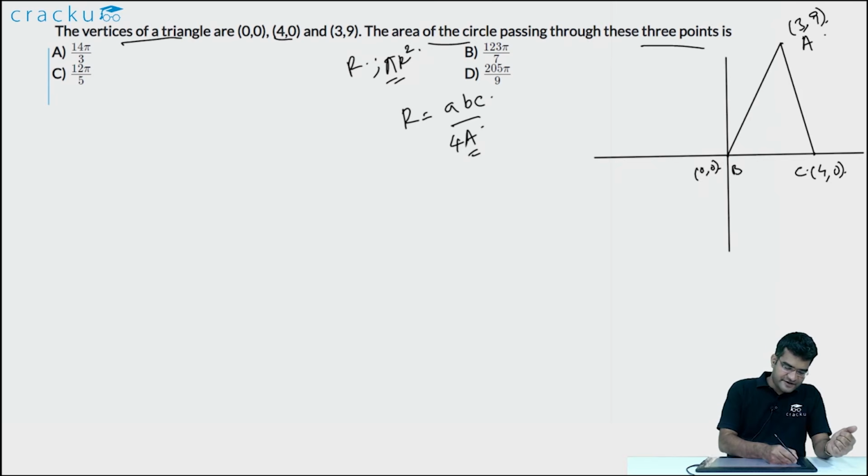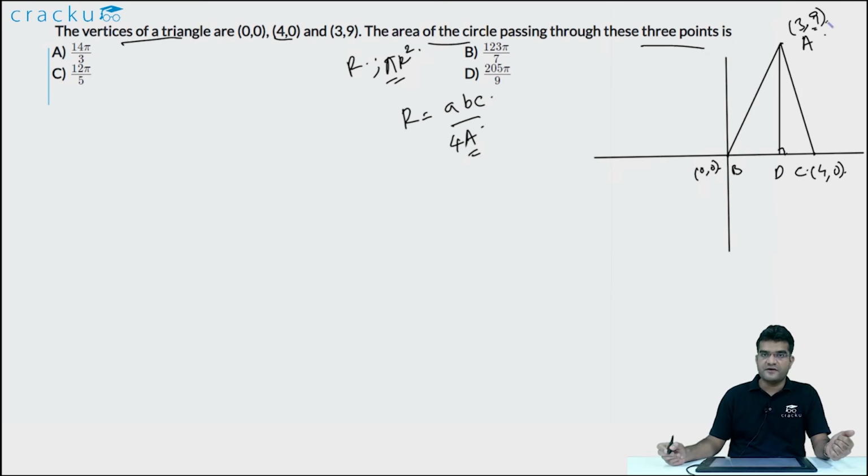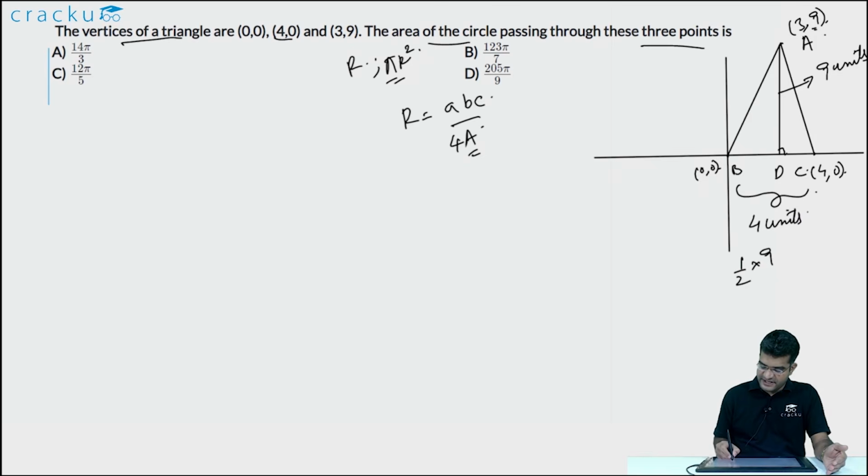In this triangle, if we draw a perpendicular from A to BC, the length of this line will be quite easy to calculate. This is the y coordinate of A, which is equal to 9 units. So the height of the triangle is 9 units and the length of the base, which is equal to BC, is equal to 4 units. So what is the area of this triangle? It will be half into height, which is 9, into base, which is 4. This is equal to half into 36, which is equal to 18 units. So the area A is equal to 18 units.